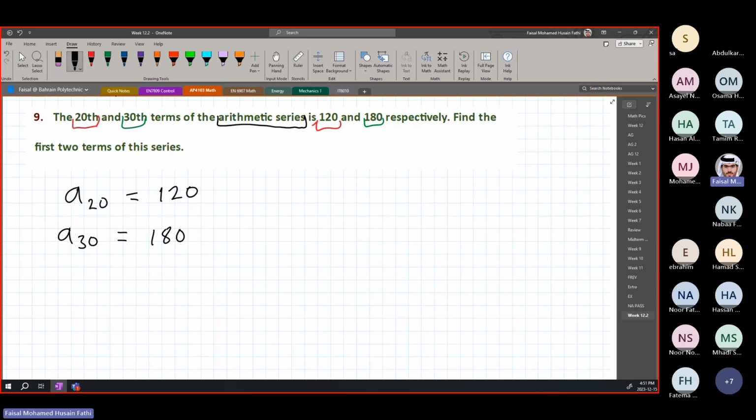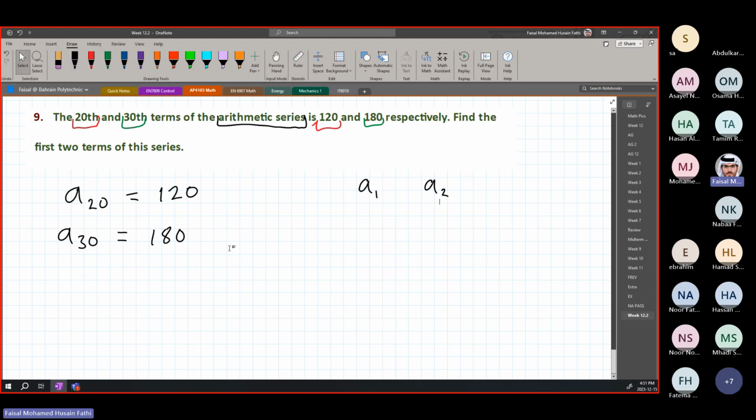Find the first two terms of the series. What do we need to find? We need to find A1 and A2. How do we do this? We're not given the common difference. We're not given anything. We're just given two random terms within the series.